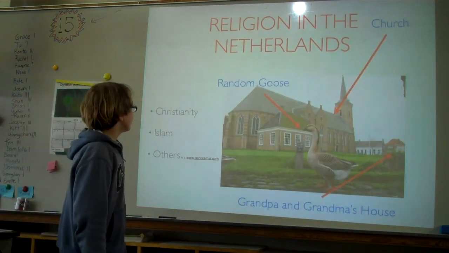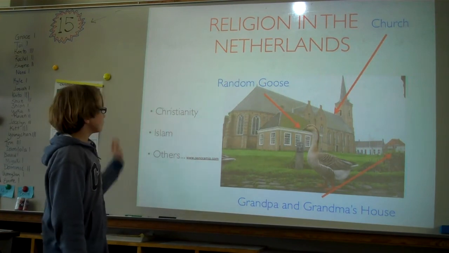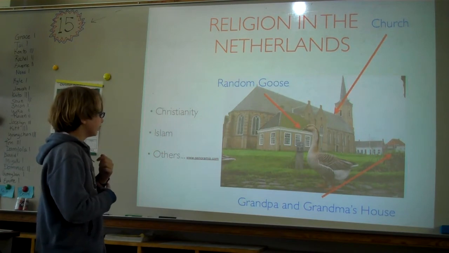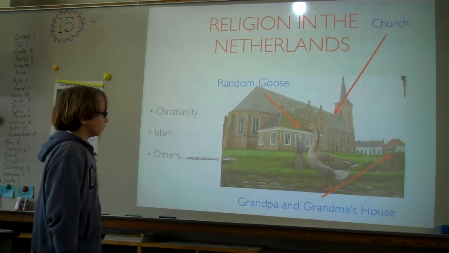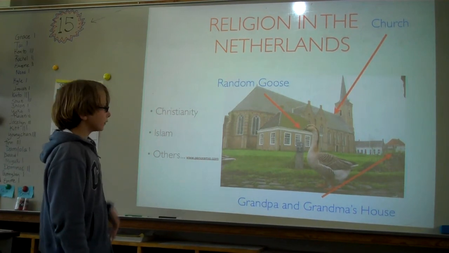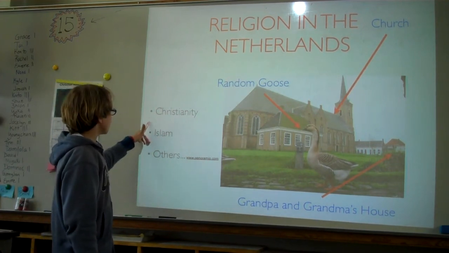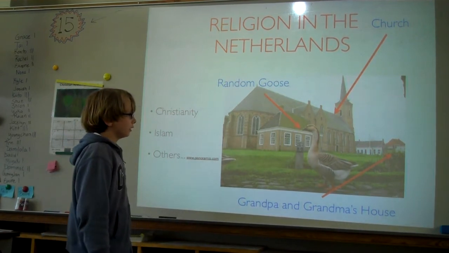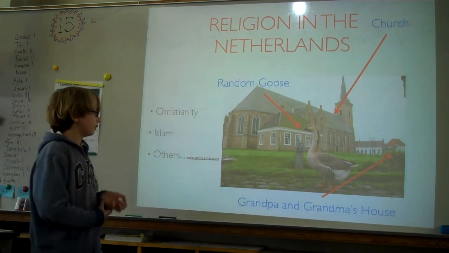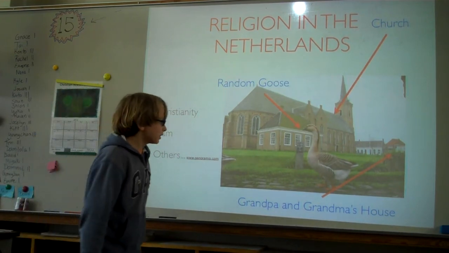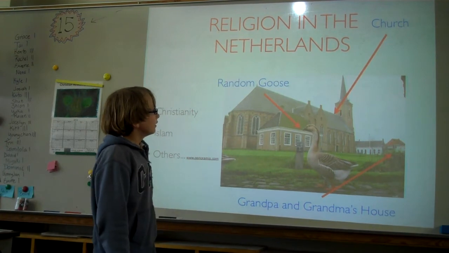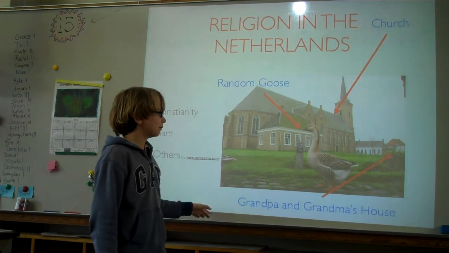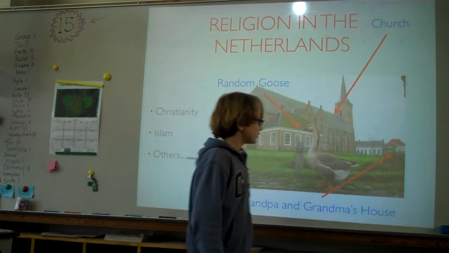Religion in the Netherlands. The Netherlands is considered a Christian country, but the second highest religion is Islam. And there are also lots of others, but those are the main two, with Christianity ranking first, but probably most people are non-believers in anything. The main points of this picture are the church, a random goose, and my grandpa and grandma's house down here. This is in their hometown.